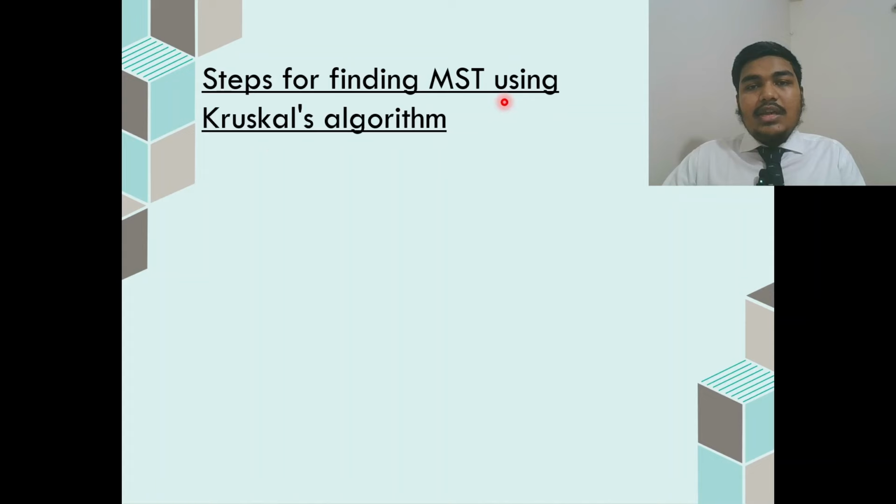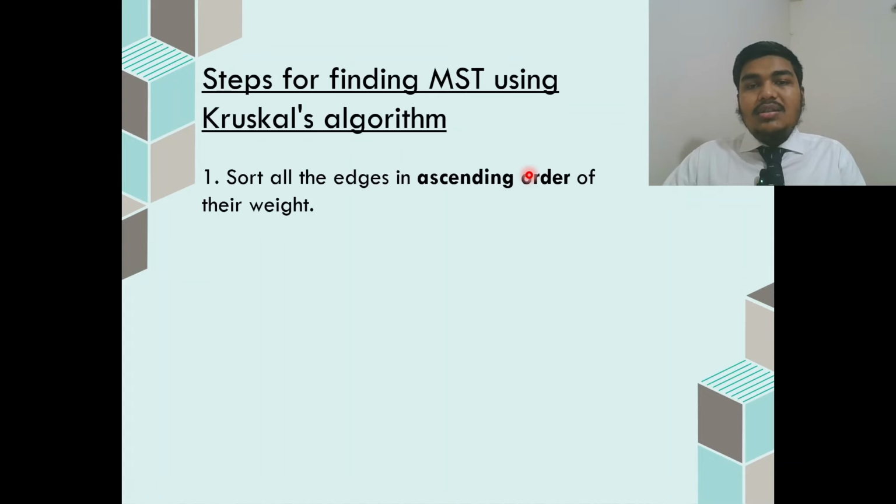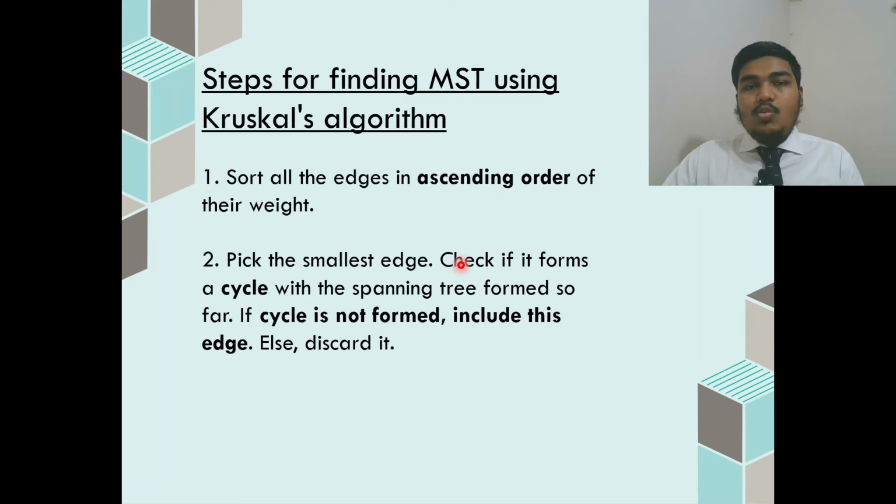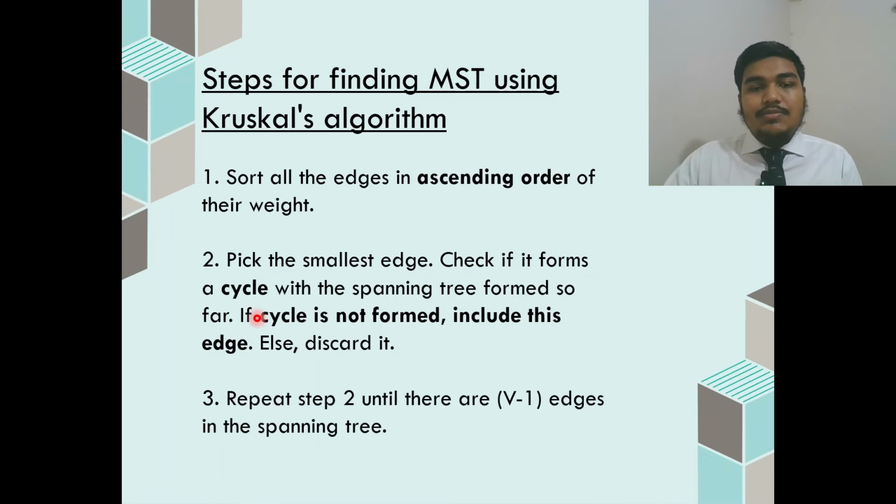Steps for finding the MST using Kruskal's algorithm. Firstly, we take all the edges with their values and sort them in ascending order. Then we pick one edge at a time, the smallest one first, and check if the edge creates a loop in our tree. If it does, then we do not take that edge, and if it doesn't, then we take the edge. And we repeat step 2 until we have V minus 1 edges. What is V? V is the number of vertices.